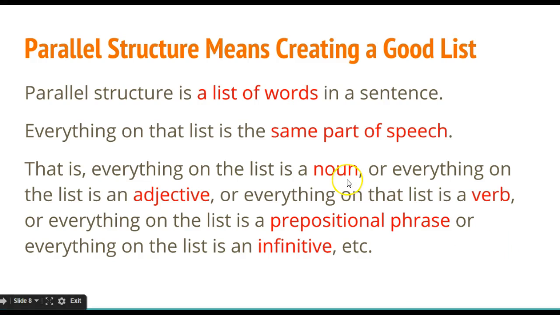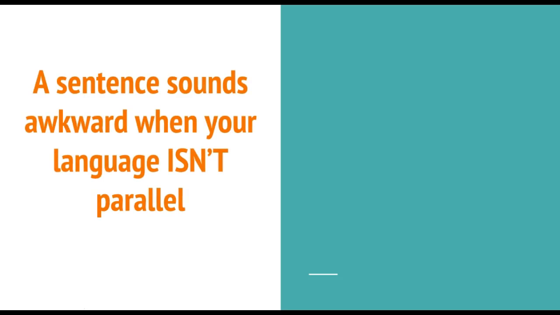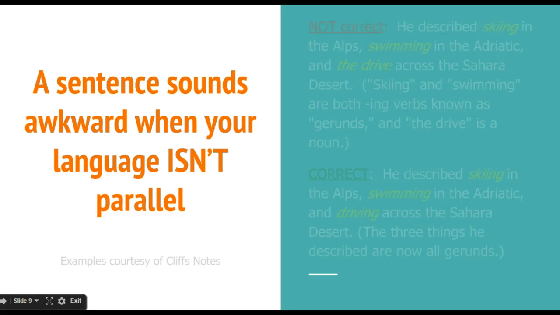You don't have sentences with lists that include nouns and adjectives. You don't have lists that include prepositional phrases and verbs. You have the same part of speech for each item in your list. So let's take a look at what that really means. A sentence will sound awkward when your language isn't parallel. So that's a big clue that you need parallel structure.